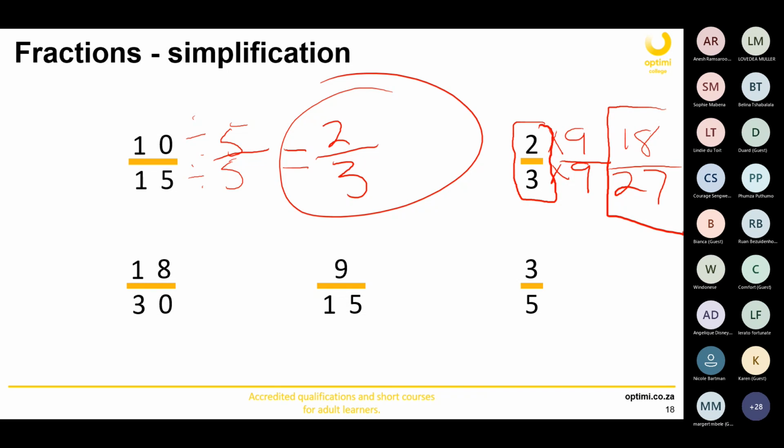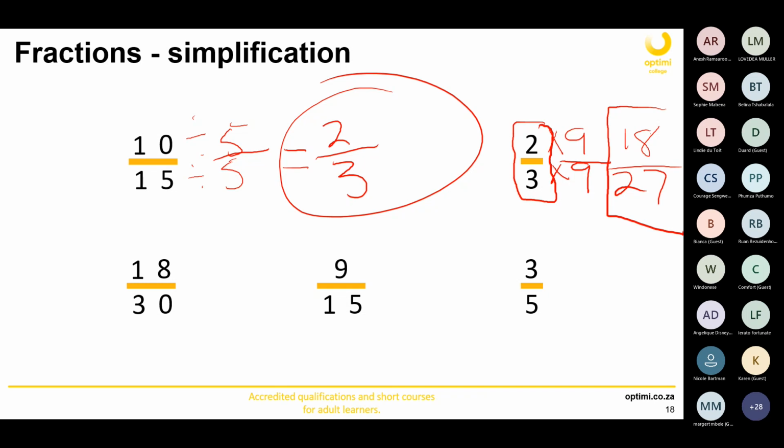Now, what do you do? You start by looking at the fraction. There's my fraction, 18 over 30. So now you start at the bottom of the number series, and you start dividing by the same number at the top and the same number at the bottom, and you cannot have a decimal as an answer. So can I divide 18 and 30 by 1? That would give me 18 and 30.